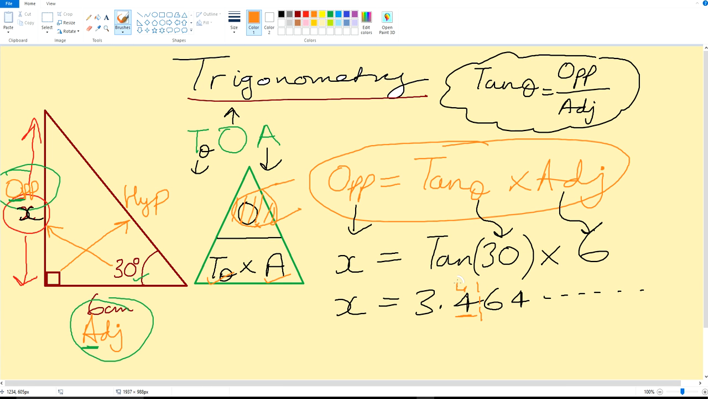This is called our last digit, and the next one is called our decider. Now the decider, if it's 5 or more, you add 1. So the 4 becomes 5. So our final answer is x is equal to 3.5 centimeters, rounded off to 1 decimal place.